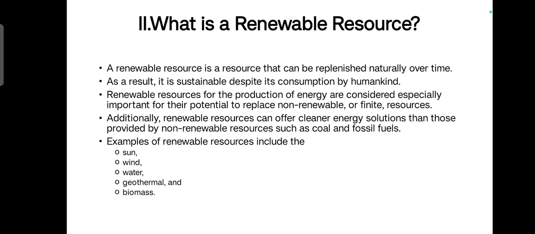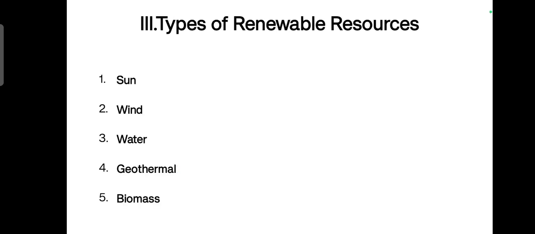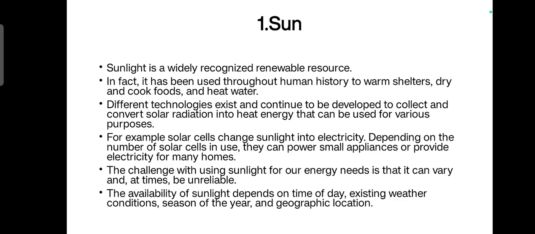Examples of renewable sources include sun, wind, water, geothermal, and biomass. Types of renewable resources are sun, wind, water, geothermal, and biomass.